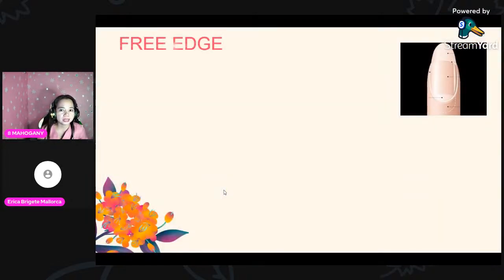Okay, how about the next picture? So we have also here the sample pictures beside the PowerPoint presentation. So we're going to find the free edge. Okay, very good, Catherine. Okay, the part of the nail that can be filed and shaped. Okay, so saan part kaya natin makikita yung free edge?